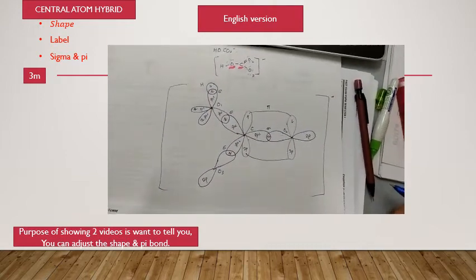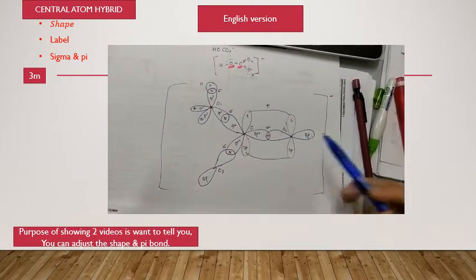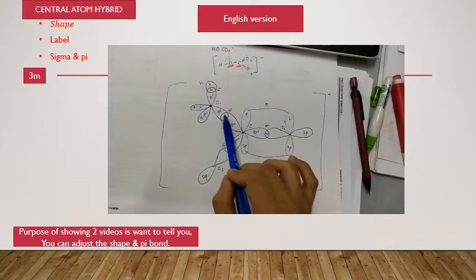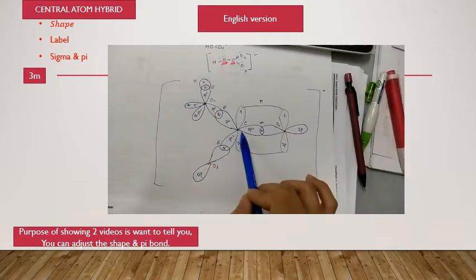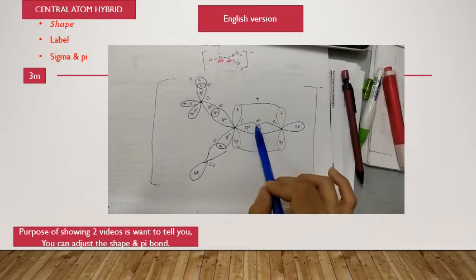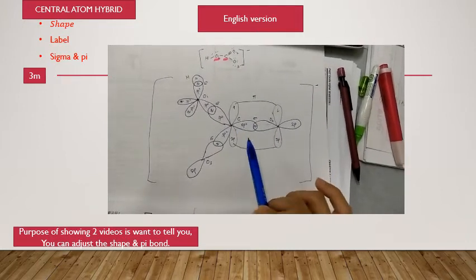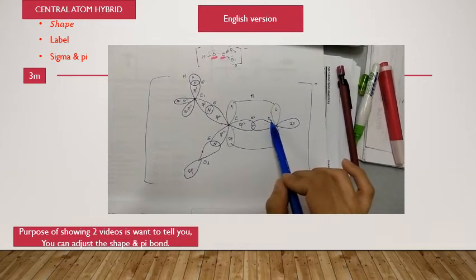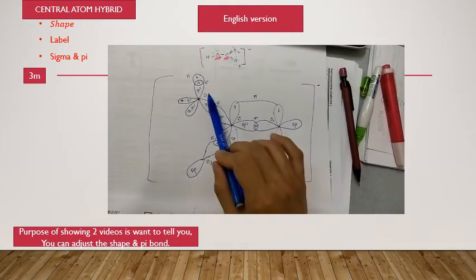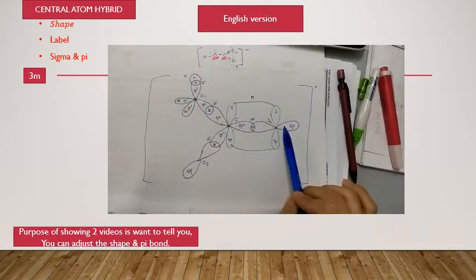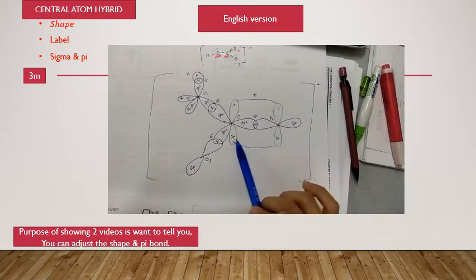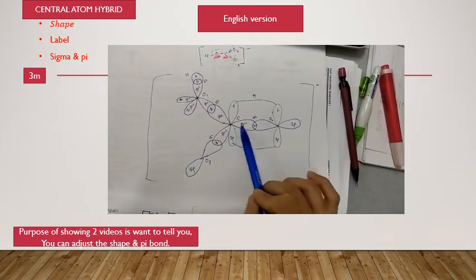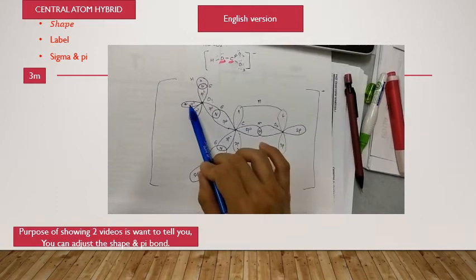Okay, the mark will be given for the shape. So check this one, the central atom, is it tetrahedral? Yes. And then this carbon, is it trigonal planar? Yes, shape. And then next we check for all the labels. Labels mean oxygen 2, C, oxygen 3, oxygen 1, hydrogen, and then the 2p orbitals, 2p, 2p, 2p, sp2, sp2, sp2, sp3, sp3, sp3, sp3.